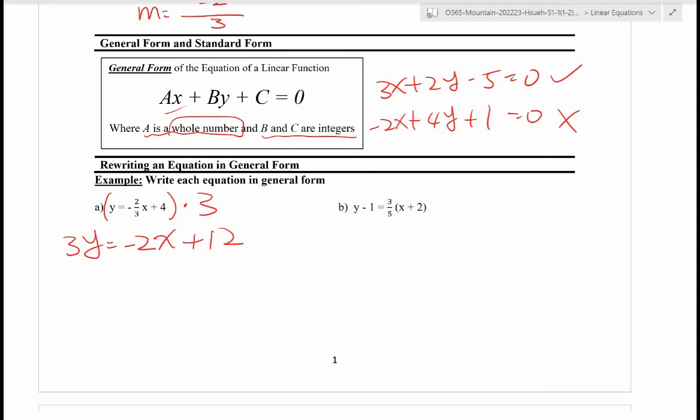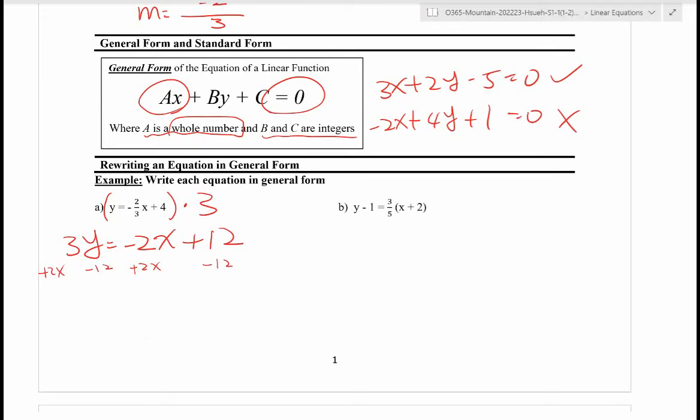Secondly, you need to make sure that the coefficient of x is positive, and that you move everything to one side and make the other side 0. Right now our x is negative. So to make it positive, we need to move everything on the right to the left. So we're going to add 2x here and subtract 12 here.